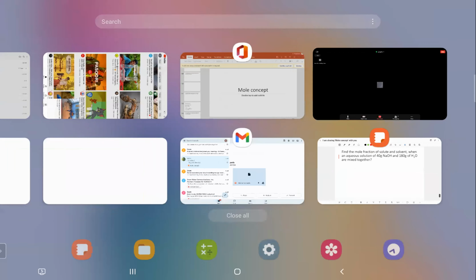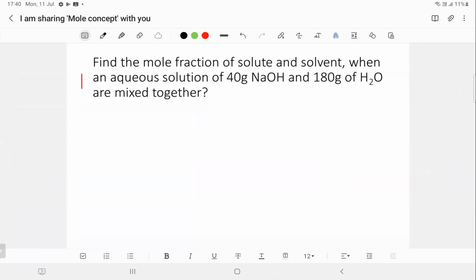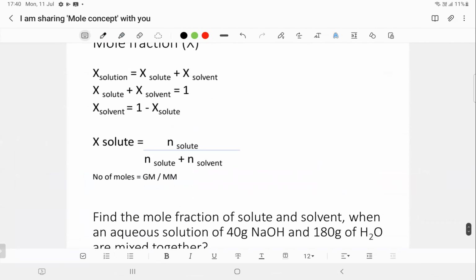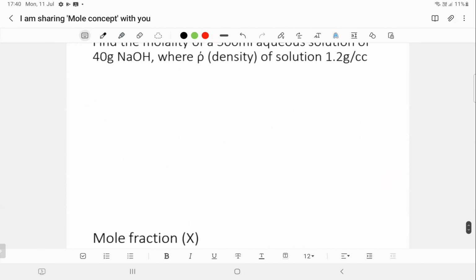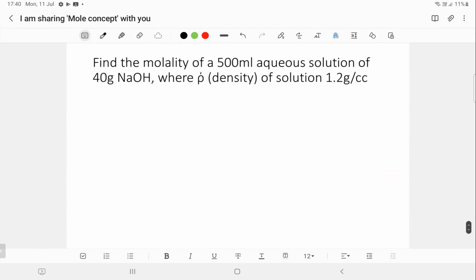So last class, you remember what all the things we have seen? Concentration terms we have seen. Molarity, molality, we have solved some problems. Do you remember? So last class we have seen some problems, right? This problem, have you solved? Find the molality of 500 ml of aqueous solution. This problem solved, okay. Students present online, be more interactive, okay?